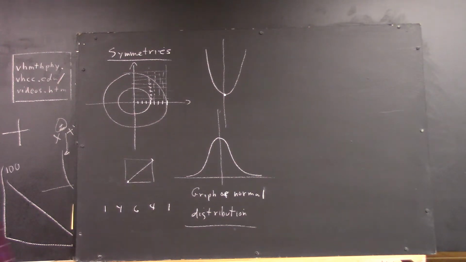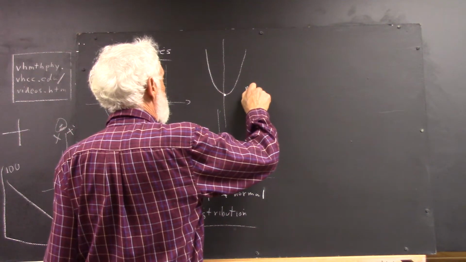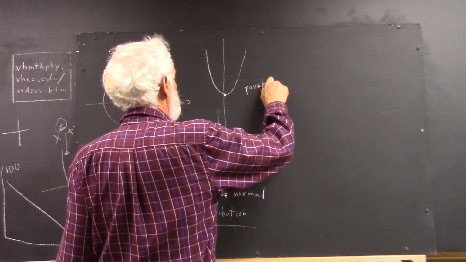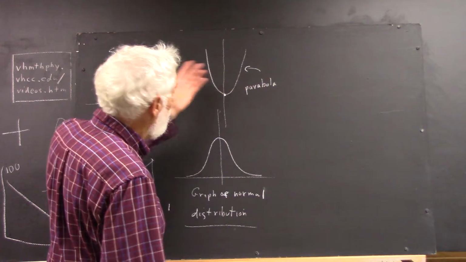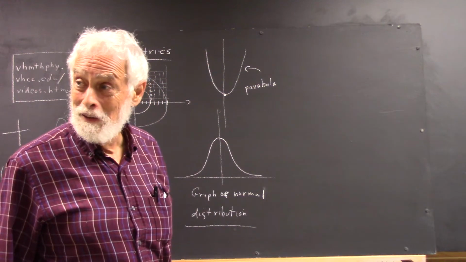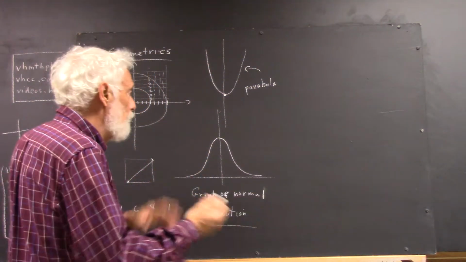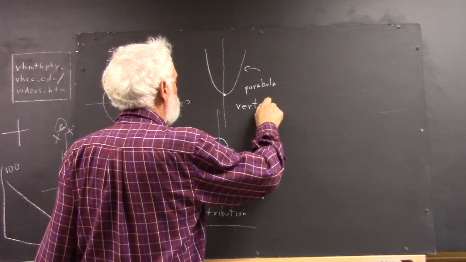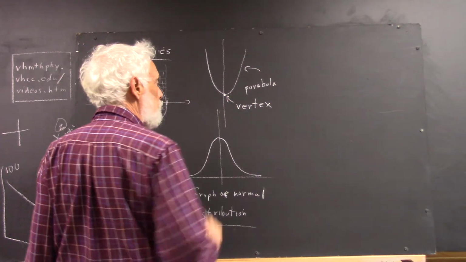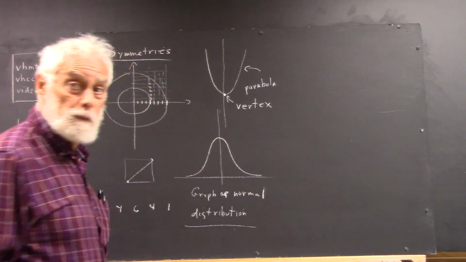So if this is a parabola, it's supposed to be a parabola. I didn't get the symmetry quite right, did I? So I'm a little skewed there. But assuming this represents an actual parabola, you have the vertex, and you have this line here, right? What do you call that line?